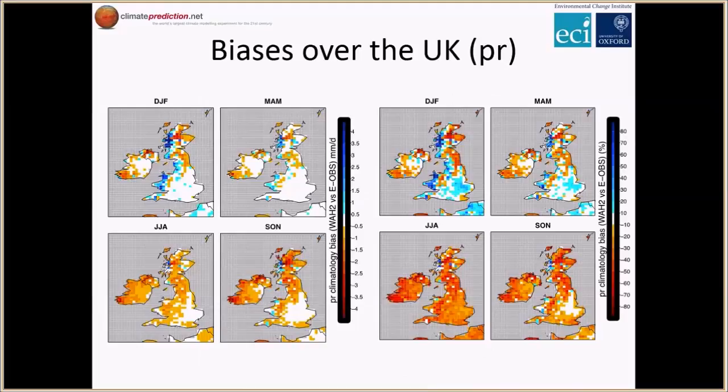In terms of precipitation, you see on the left here the biases in millimeters per day, and on the right in percent. Overall the biases are not too large, but we get some biases, especially a dry bias in summer and fall, that may have to be accounted for.